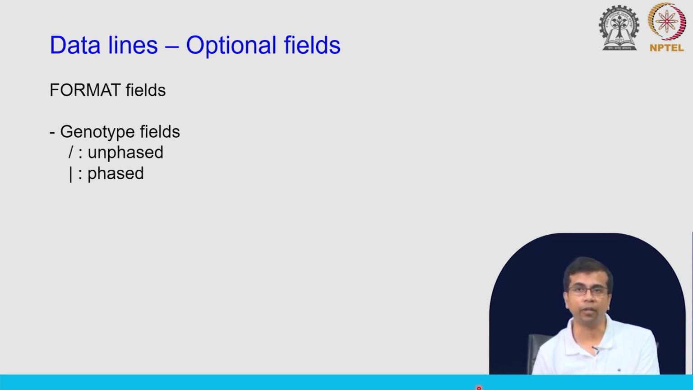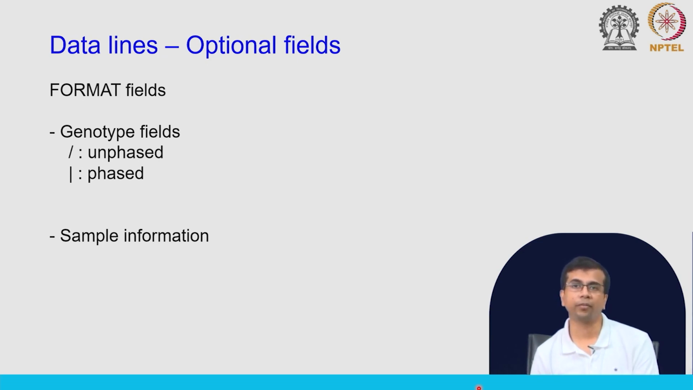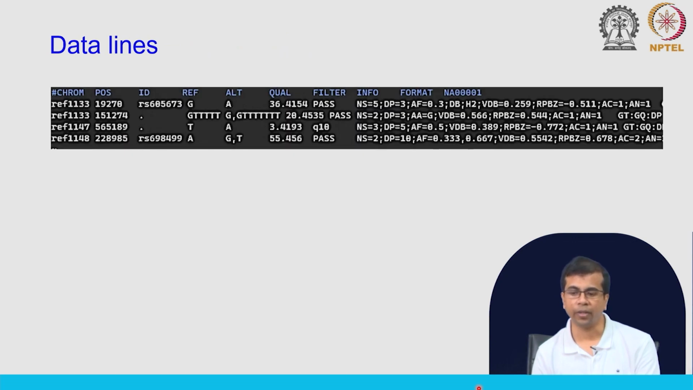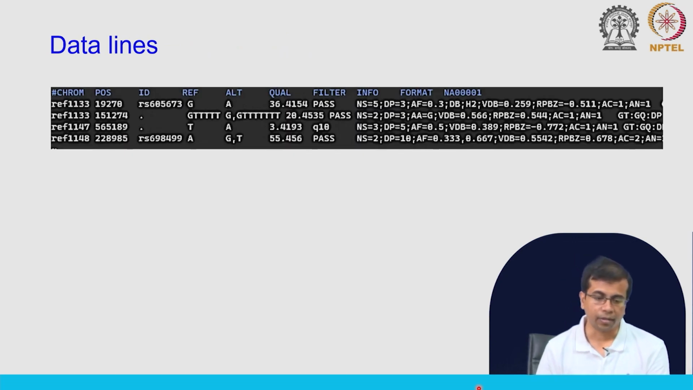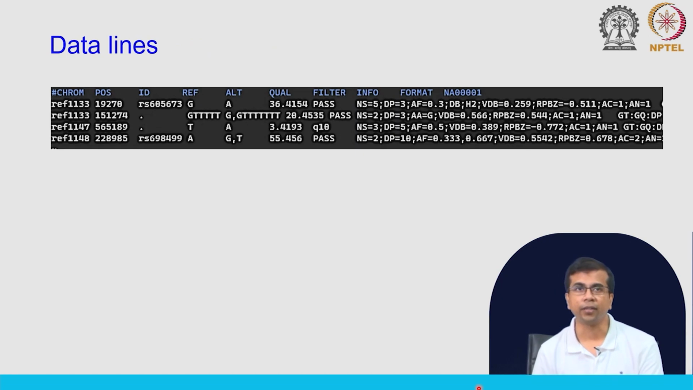So, for example, if you are working with human genome data, you will have this phasing information there. Then you can also have sample information, right. So, you can describe some of these characteristics of these formats for each of these samples that you have. This will again be there. Here is an example of data lines, as you can see.